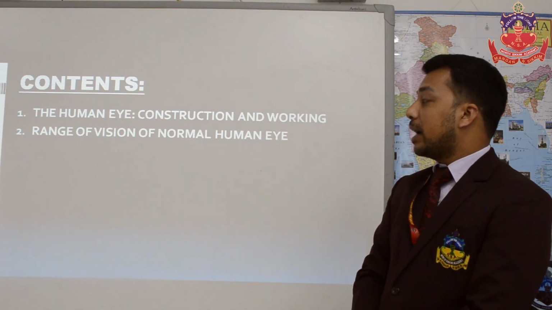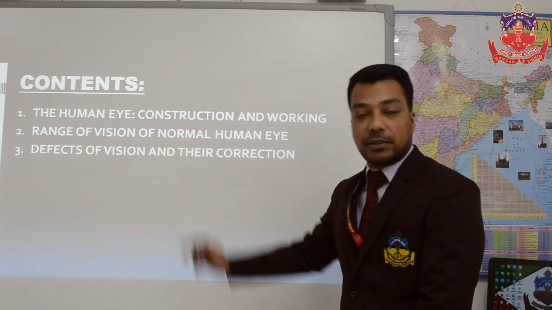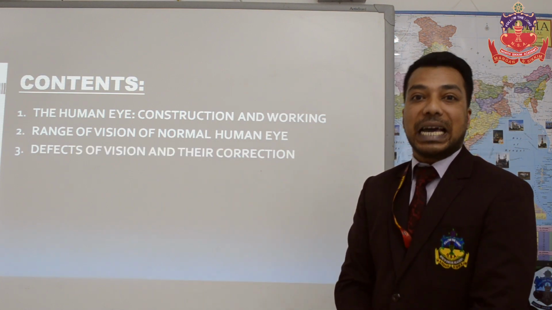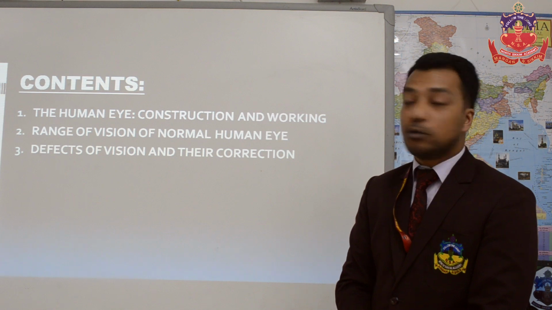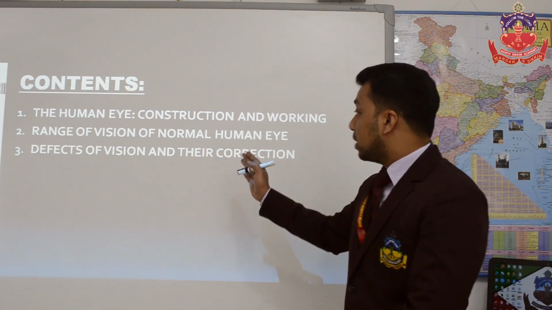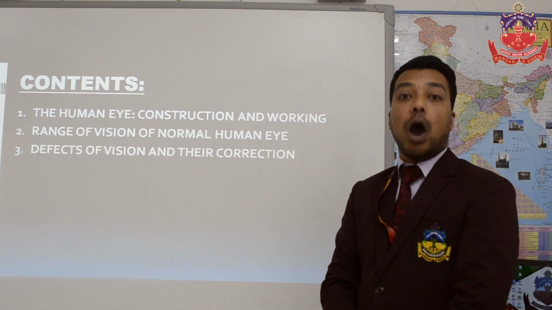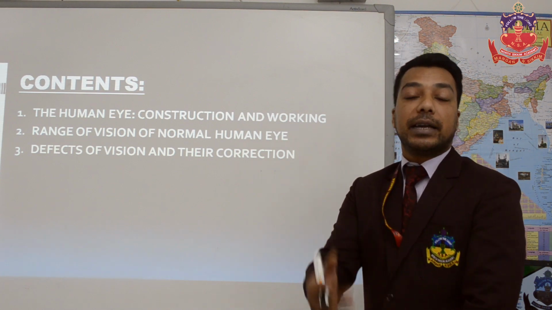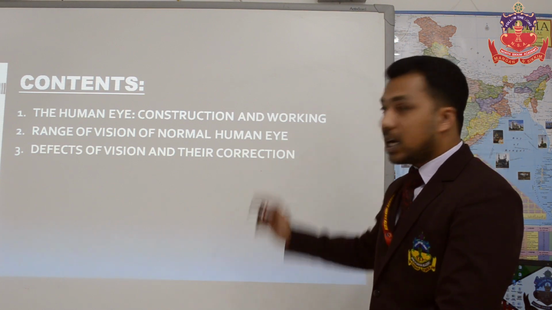The third topic that we have is known as defects. Defects means the problems that arise in a normal human eye. So the defects of vision and their correction. Correction means how we correct that defect.